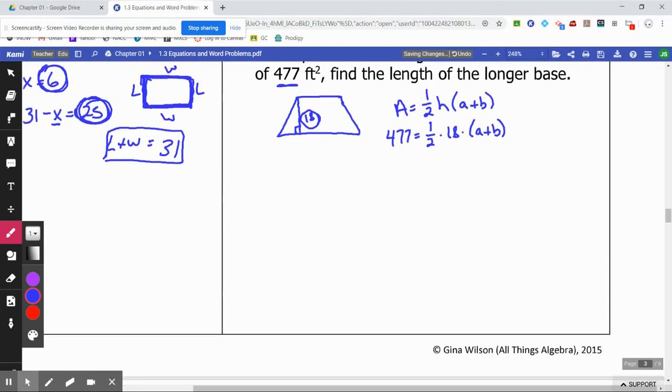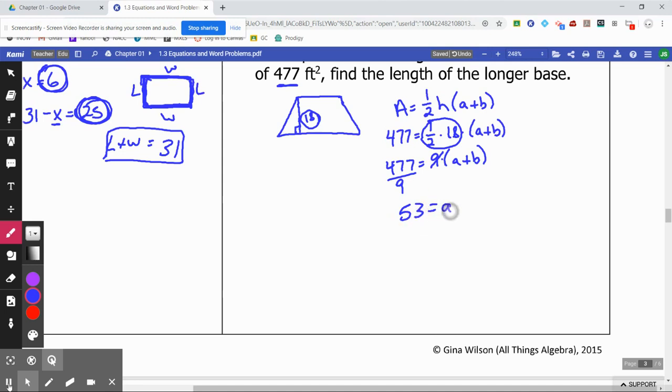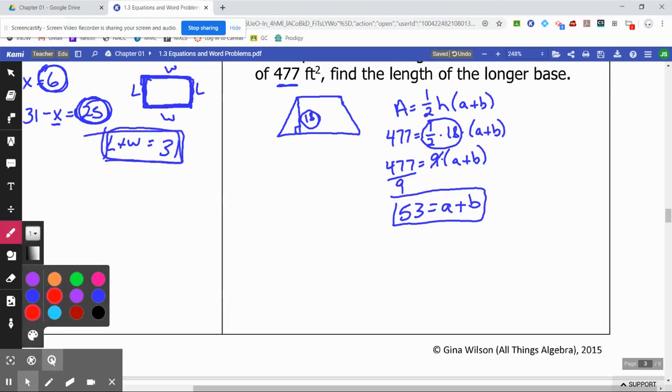But look what we can do here. We can clean this up a lot. I know that half of 18 is 9, so you now have 477 equals 9 times (A plus B). Now, whatever you do, please do not distribute that, because then you have 9A plus 9B, which you can't do anything with. But since 9 is being multiplied by both of those, go ahead and move it over here by dividing. And that tells me 477, let's say that'll go 53 times. So that tells me that A plus B is equal to 53, which now looks a lot like what that last problem did. So we know that the sum of our two bases, A plus B, is 53.